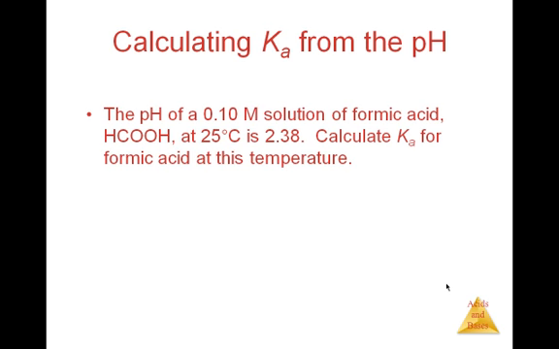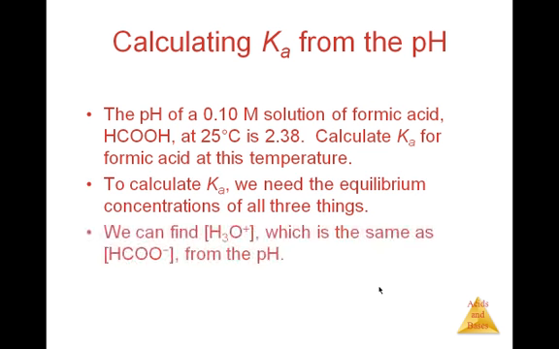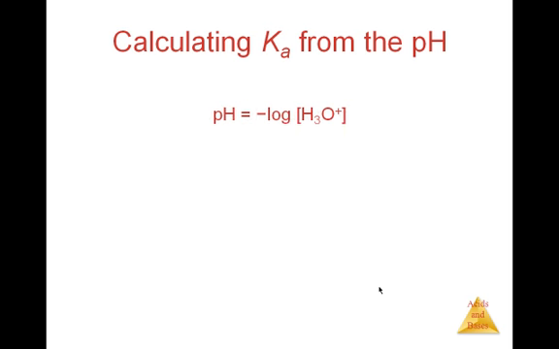Alright, moving ahead. In continuing on to calculate this reaction, you do the following. You need the equilibrium concentrations of all three things. You can find H3O plus because it's the same as HCOO minus from the pH. So what you do is you look at your equation, which is pH equals negative log H3O plus. pH we knew is 2.38, and then we do a little bit of algebra.